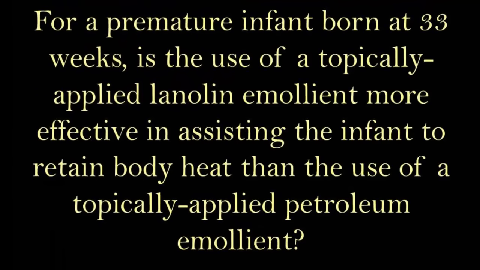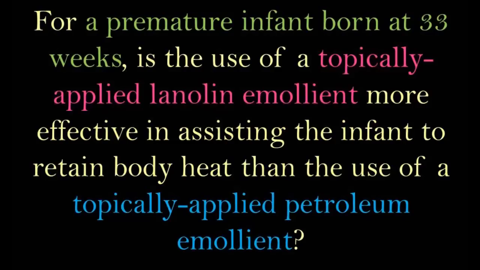So in this question, a premature infant born at 33 weeks is the patient or population. The topically applied lanolin is the intervention. The topically applied petroleum is the comparison intervention. And the outcome is retention of body heat.